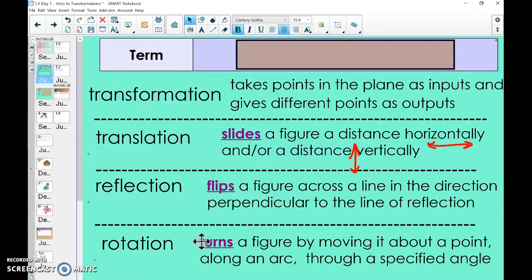All that's really saying is when you rotate something, you do it about a point. So there's a point like in the middle that you would rotate it around, and you're doing it through a specific angle. So maybe 45 degrees or 90 degrees. That'd be like a quarter turn. But you're moving it around a certain point and about a certain distance. So let's take a look at what that looks like with the same picture.